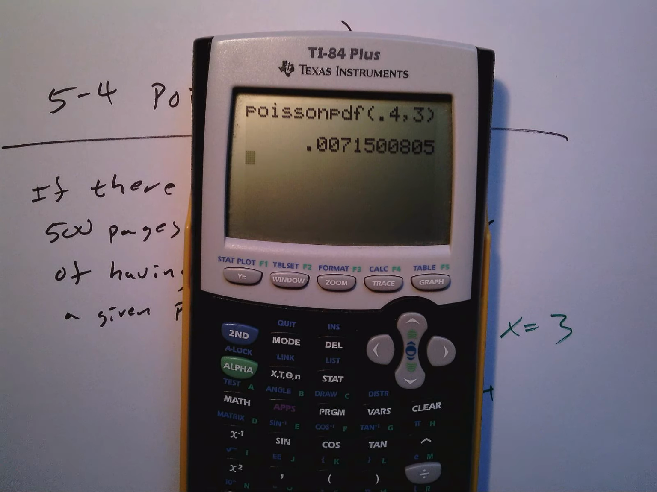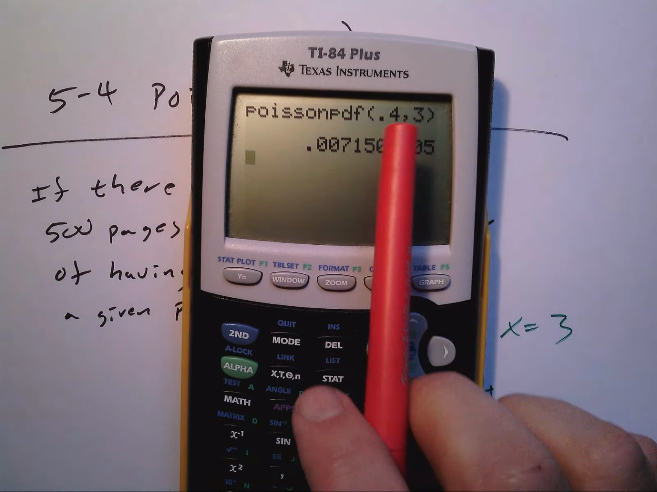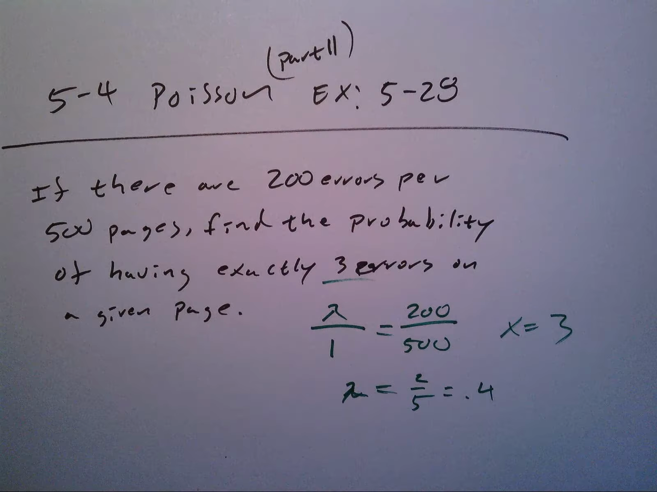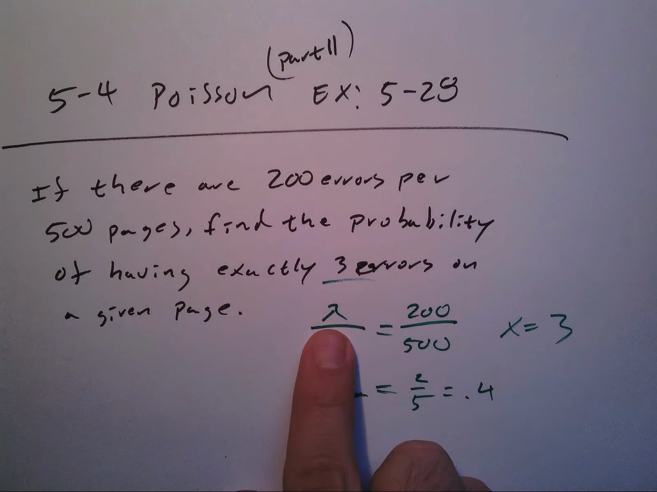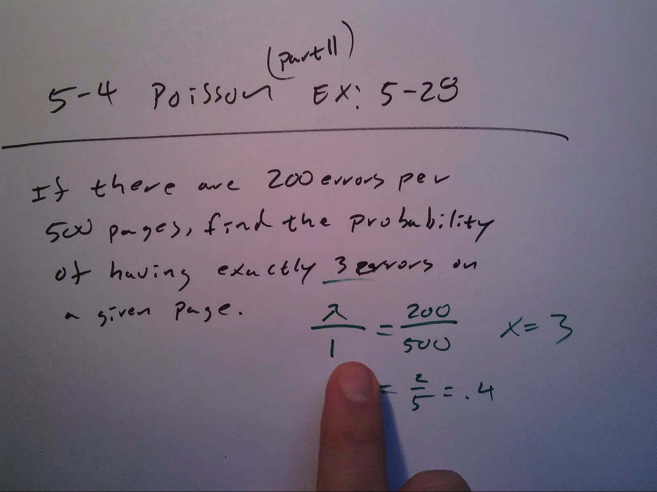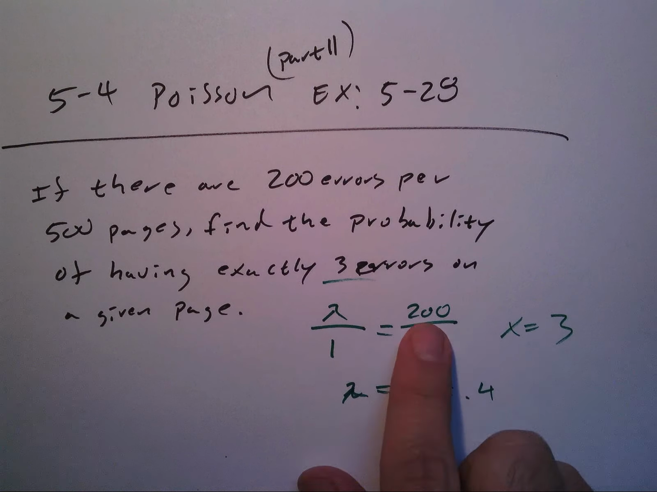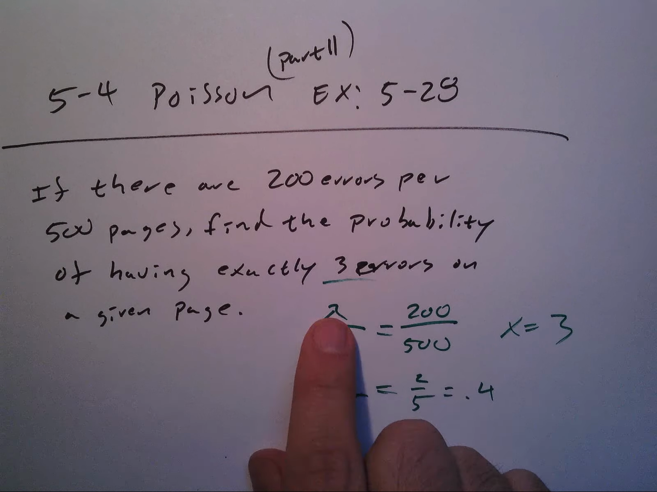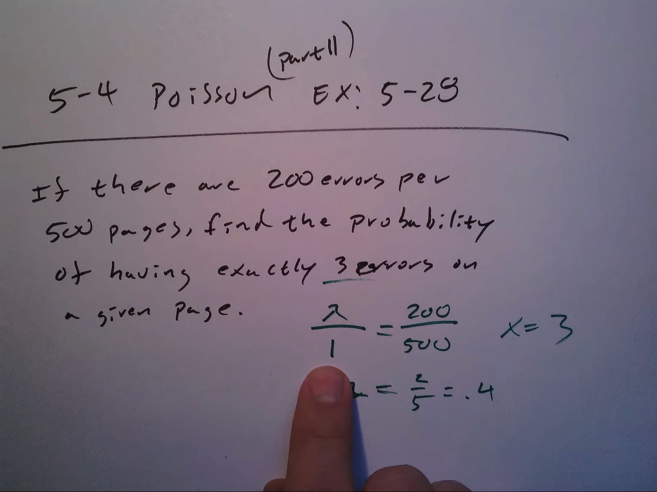Again, the syntax is lambda comma number of errors. Lambda is the expected number of errors for the area that you're looking at, compared to the known number of errors per a known area. When you look at some of the other examples, you're looking at the number of errors per 1,000 pages. I would put 1,000 down here instead of 1.